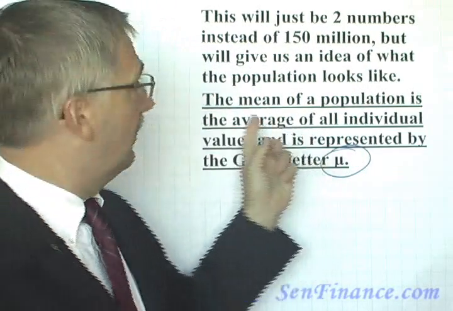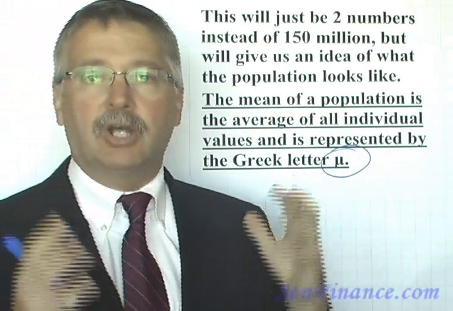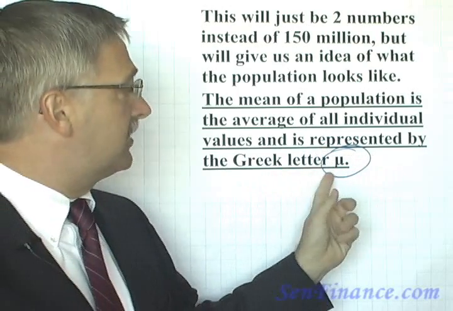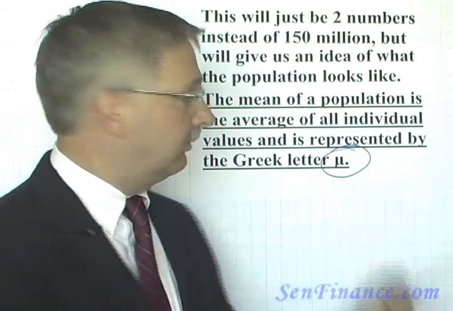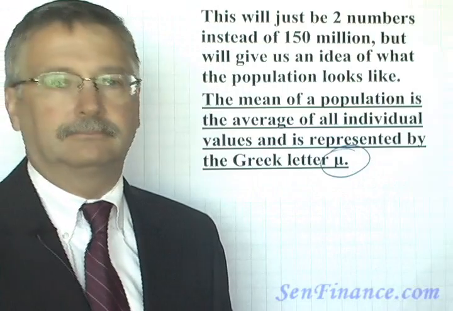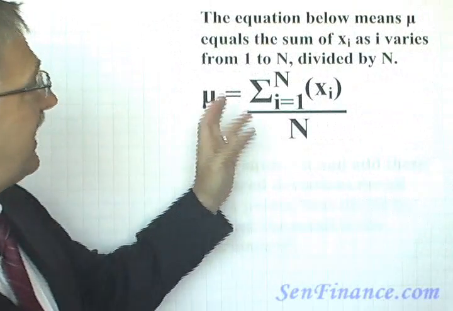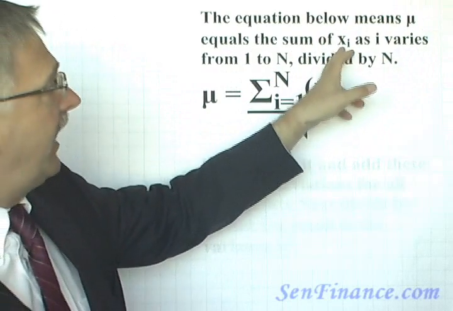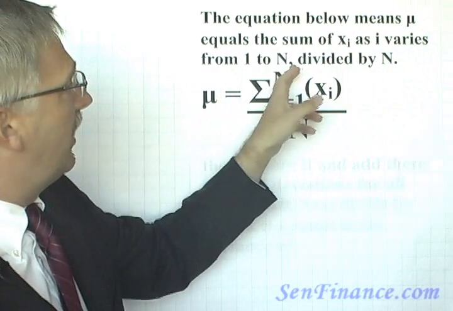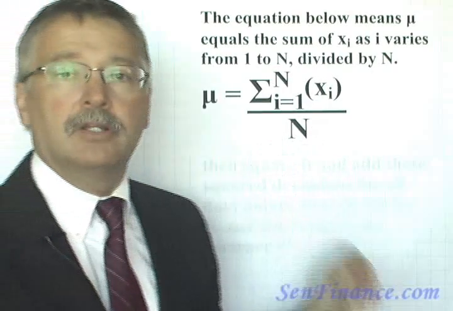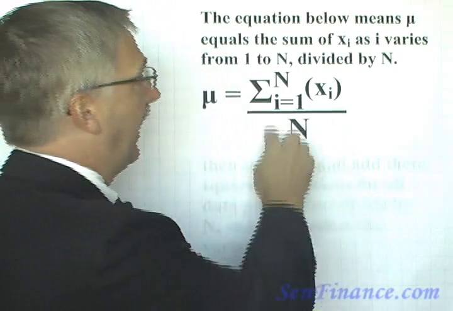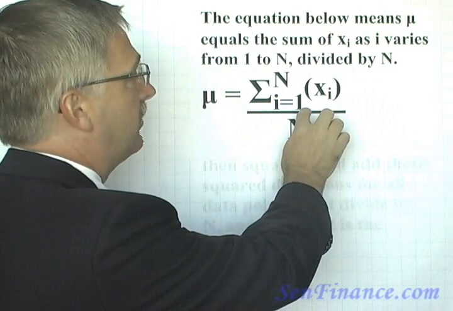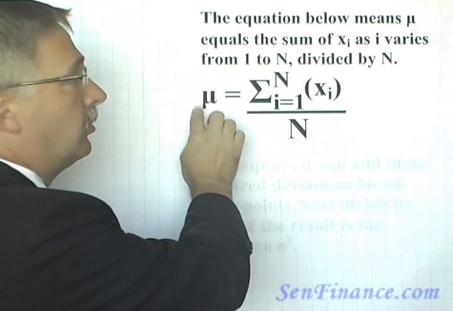The mean of the population is the average of all the individual items and values, and is represented by the Greek letter nu. So the formula for the mean is nu equals the sum of x_i, as i varies from 1 to n, divided by n. So if we had 10 items, n would be 10, and this equation would be the sum of those 10 items divided by 10, and that would be nu, the mean.